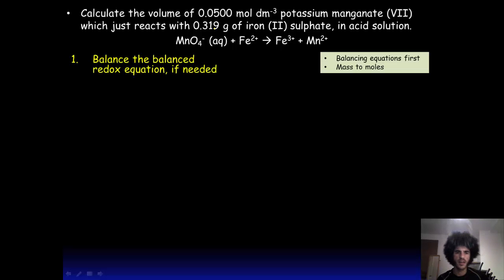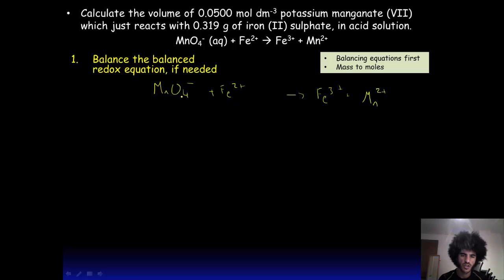So first off, we have to balance the redox equation. Now, there's a few ways we can do this. I'll do it in a way which is probably the most straightforward. I've got MnO4 minus plus Fe2 plus, and eventually that's going to make Fe3 plus plus Mn2 plus.